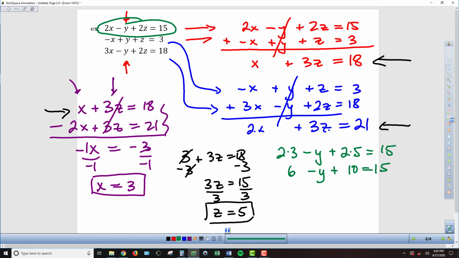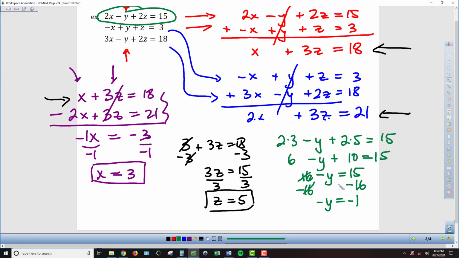I'm going to gather my like terms on this side, so 6 plus 10 gives me 16 minus y equals 15. I can subtract 16 from both sides, so I get negative y equals 15 minus 16 is negative 1, or if I scroll down just a touch, divide both sides by negative 1, and I get y equals positive 1. And so then taken together, that is the solution.